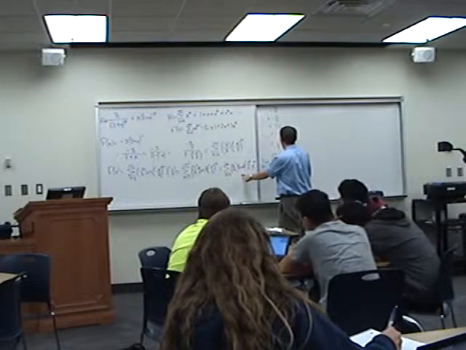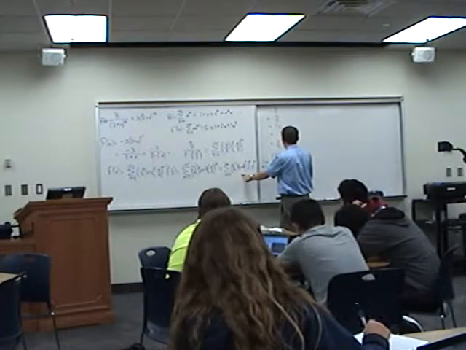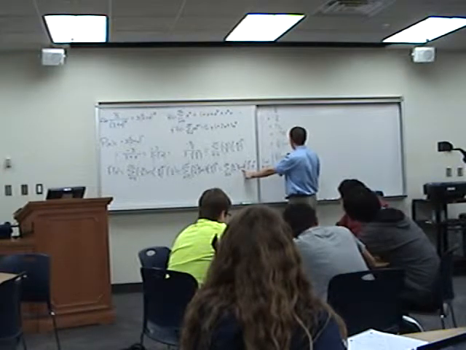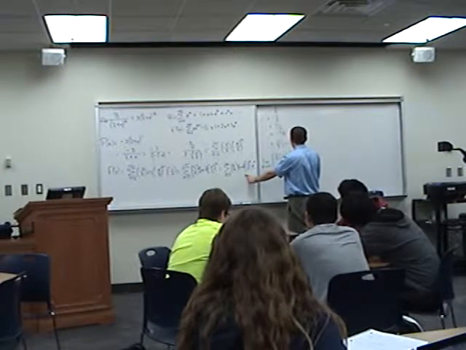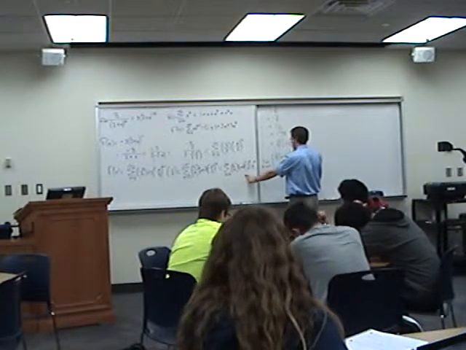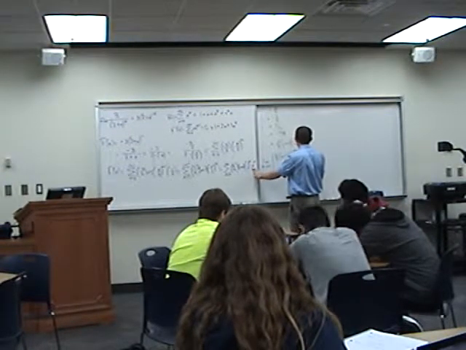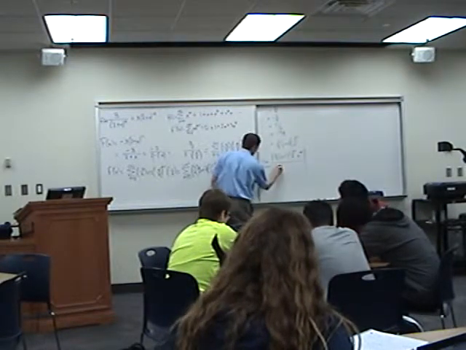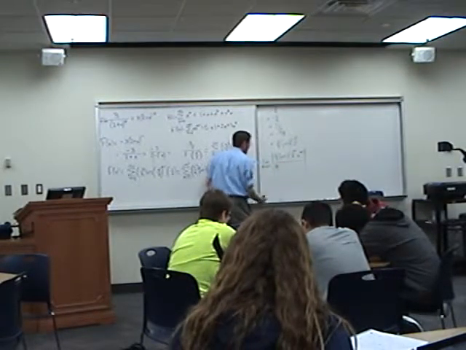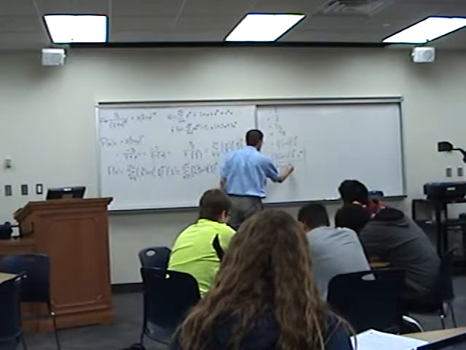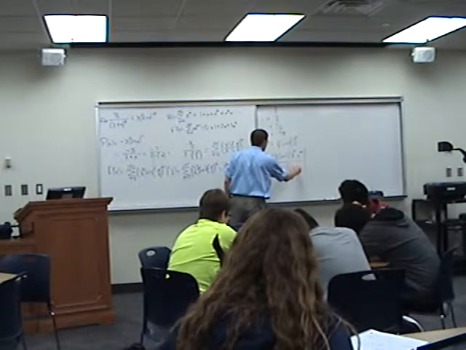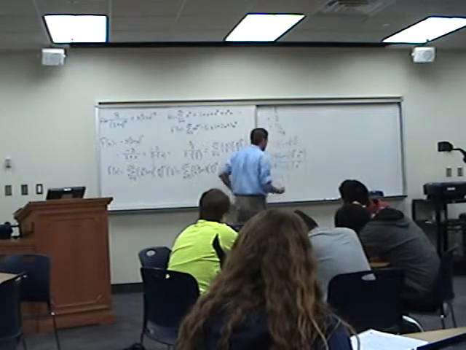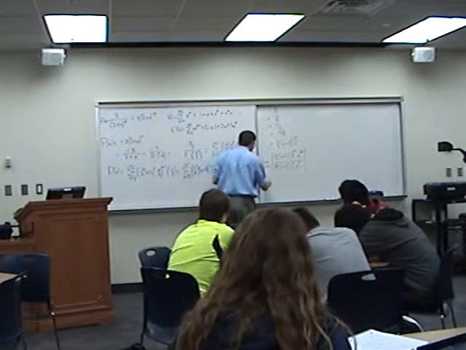Absolute value of 3/4 times n plus 1 plus 1, which is n plus 2, times negative 1/2 to the n plus 1 times x to the n plus 1. All of that over 3/4 times n plus 1 times negative 1/2 to the n times x to the n. Which, when I simplify that, what does that leave me with?